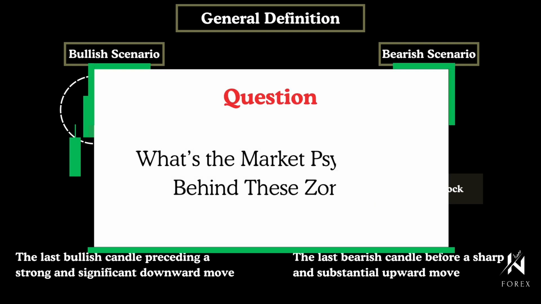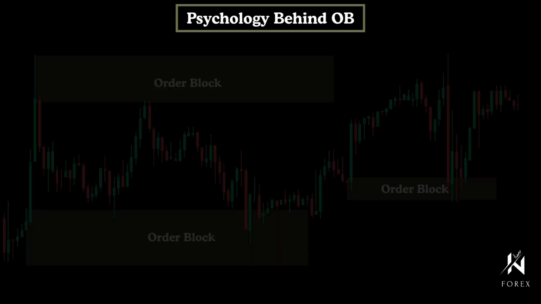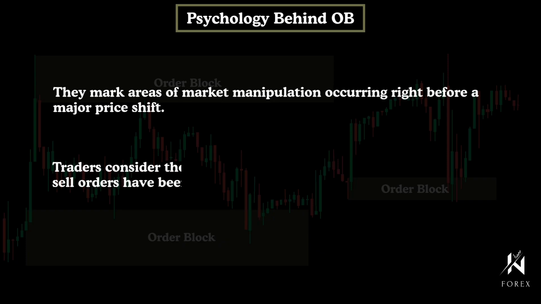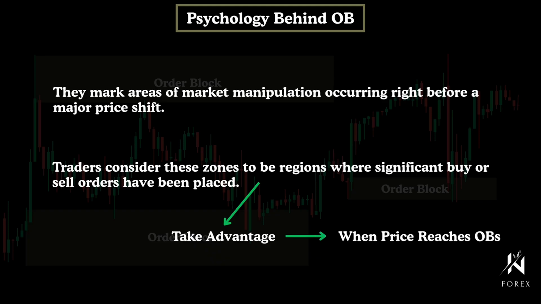Now, let's explore the market psychology behind these zones. The idea behind treating these zones as potential reversal points stems from the belief that they mark areas of market manipulation occurring right before a major price shift. Traders consider these zones to be regions where significant buy or sell orders have been placed. By incorporating these zones into our trading strategies, we can potentially capitalize on the strong likelihood of a price reversal or directional change when the market returns to these levels.